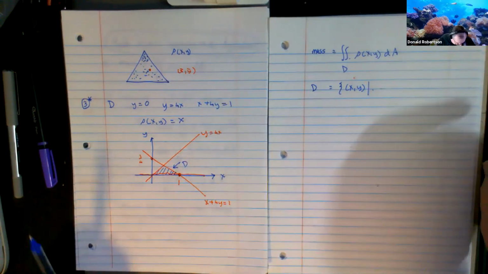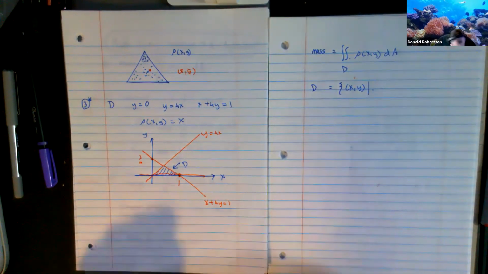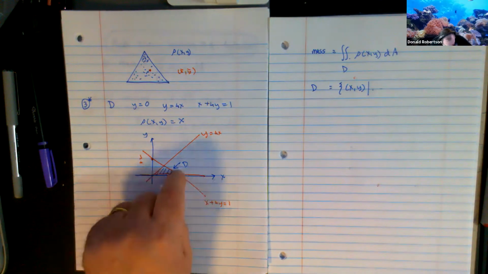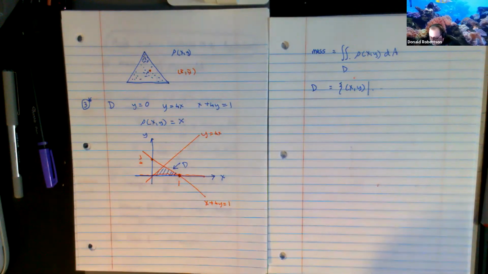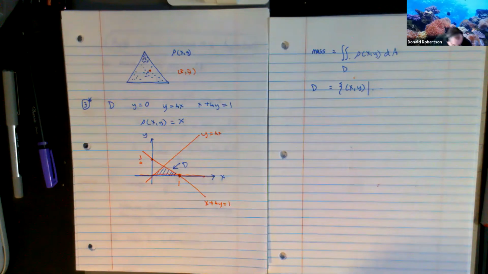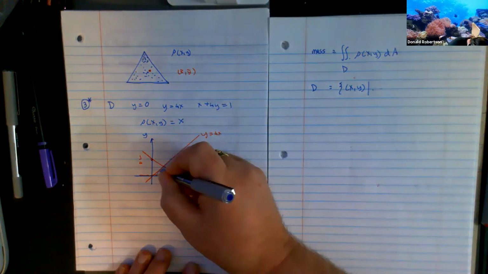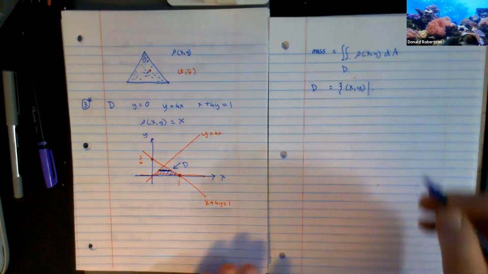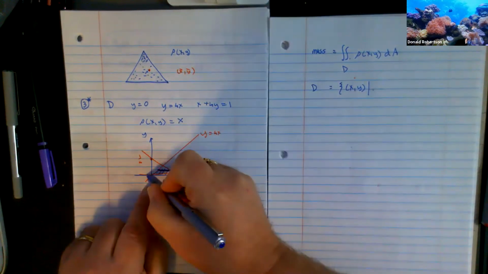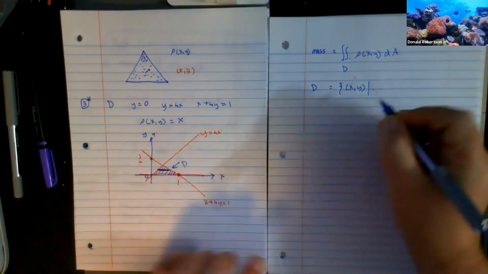And we have a decision to make. Are we going to do it horizontally or are we going to do it vertically? And in some situations, both are equally good, so it doesn't matter. But in many situations, it does matter. And I am going to go horizontal, which means y is going to go from 0 to 1/4.